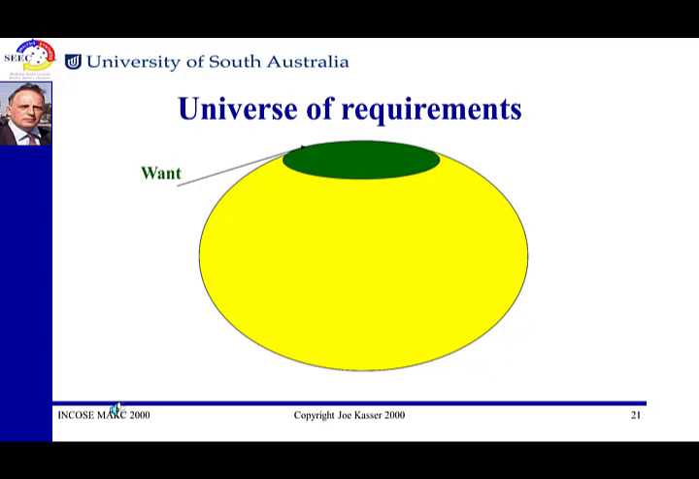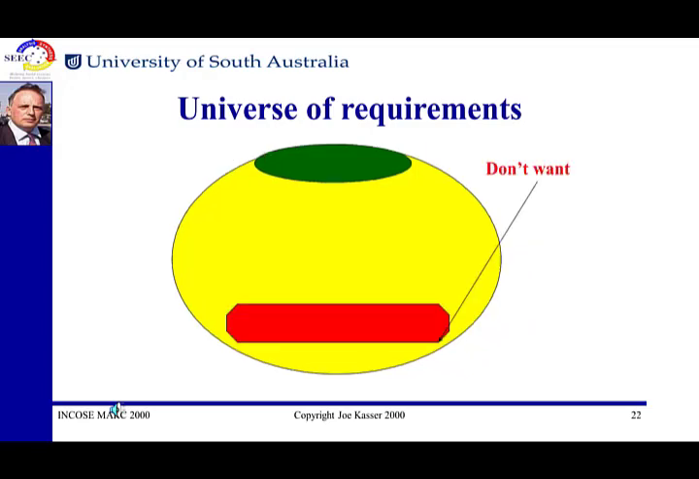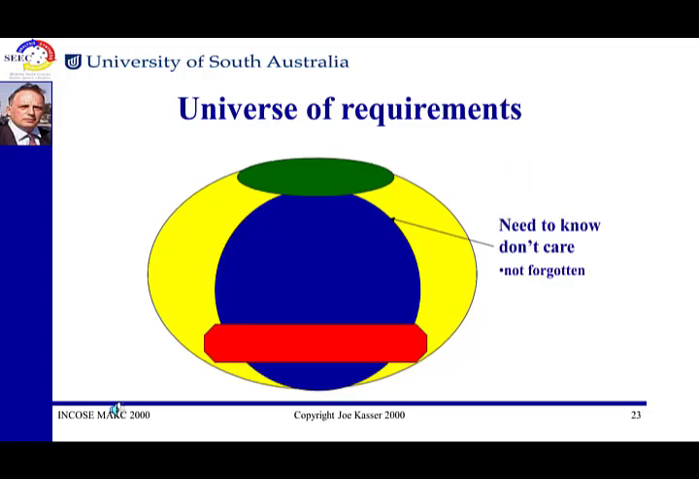So out of the entire universe, we develop a subset of requirements that we want. There's also another subset that we can identify, and those are the requirements that we don't want. For example, we want an airplane, we don't want a ship. Then there's a third area, those that we need to know that we don't care about. In other words, those that we don't forget to ask. For example, it doesn't matter what color it is. It just needs to be a color.